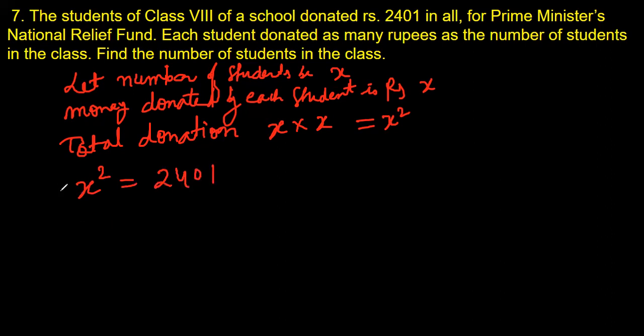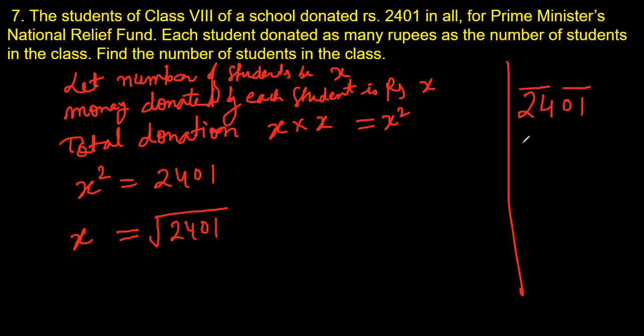That means taking square root on both sides. You take a square root here, you take a square root here. So out of this, we can say x is equal to square root of 2401. For the x square, square and square root cancel. So find the square root of 2401 by whichever method you like. Let's do it by long division method.